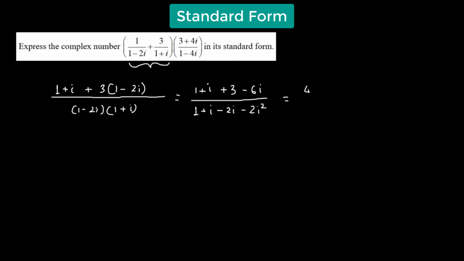1 plus 3 is 4. i minus 6i will give us negative 5i, divided by 1 minus i minus 2 times negative 1, so that it finally gives us 4 minus 5i divided by 1 plus 2, which will be 3 minus i.